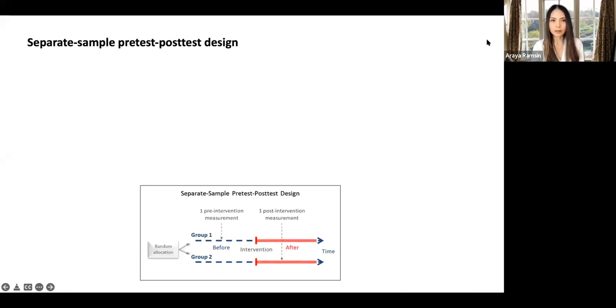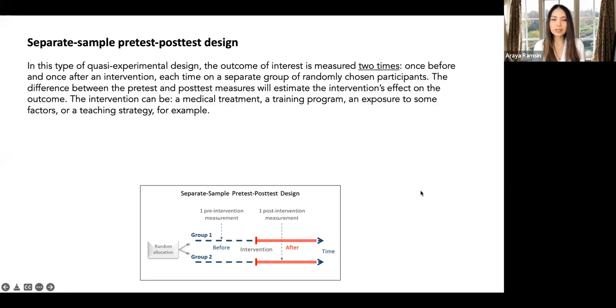And the last one, separate sample pre-test, post-test design. You can take a look at this simple diagram here. In this type of quasi-experimental design, the outcome of interest is measured 2 times, once before and once after an intervention, and each time on a separate group of randomly chosen participants. The difference between the pre-test and post-test measures will estimate the intervention's effect on the outcome.